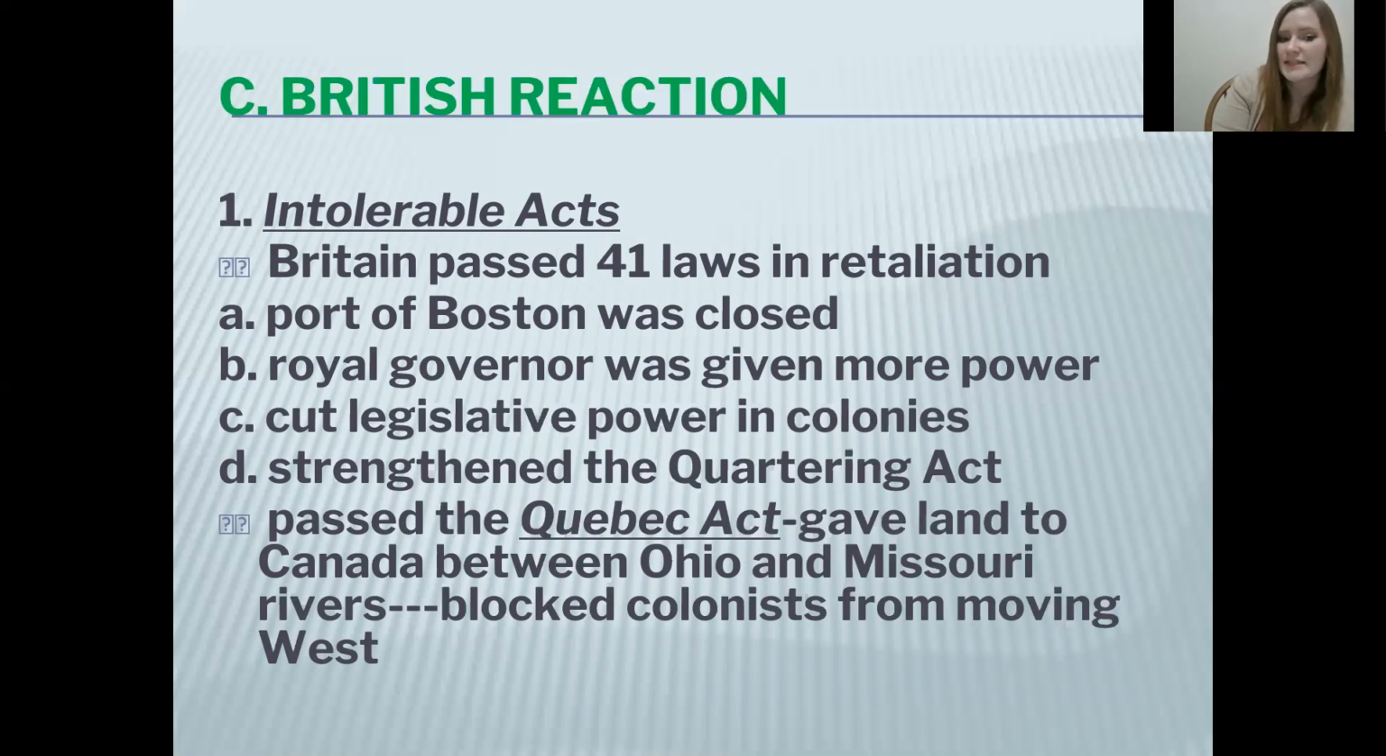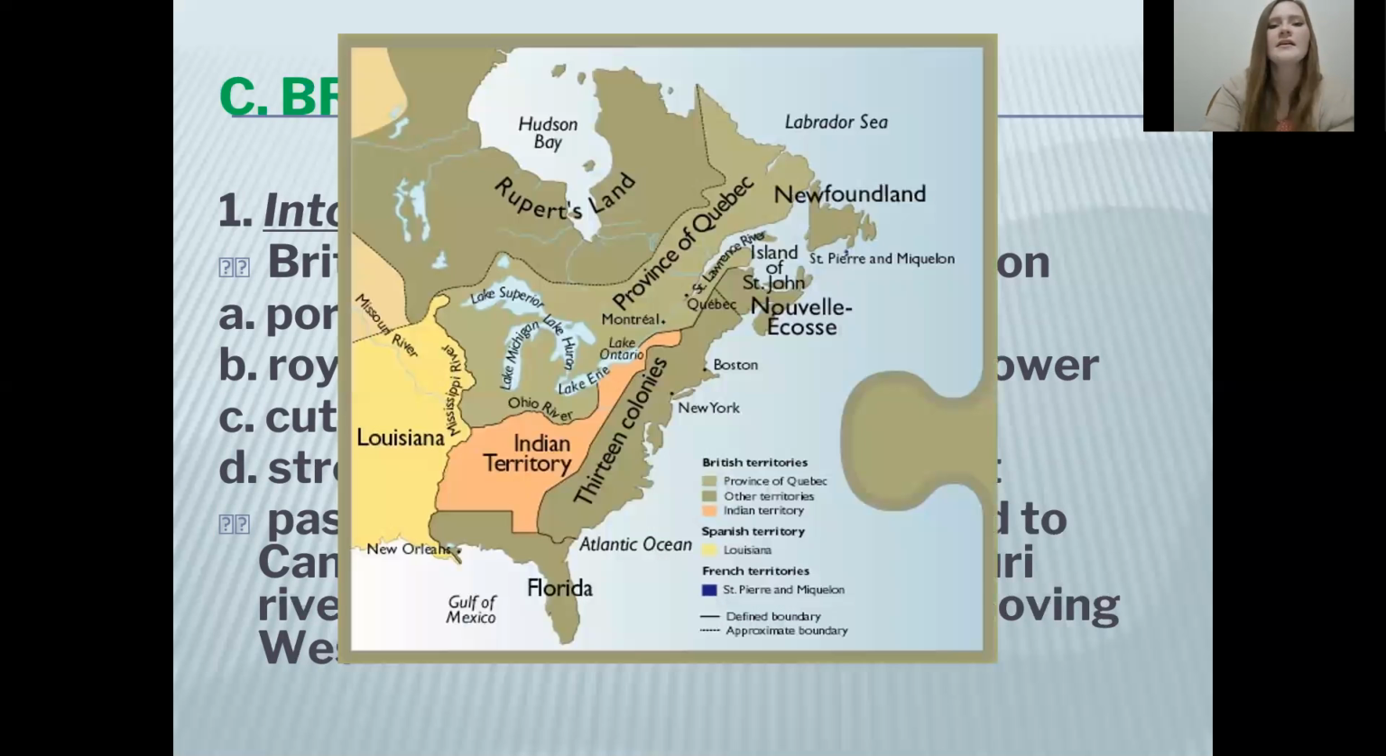There were a couple of other major Intolerable Acts too, but these are just some of the important ones. Another thing that they did was pass the Quebec Act. That pretty much gave land to Canada between the Ohio and Missouri rivers, excuse me, and it put a blockade up for the colonists so that they couldn't really move west. So, putting a stop on colonial expansion again. And you can see that here, where the 13 colonies are, and where Quebec is then.